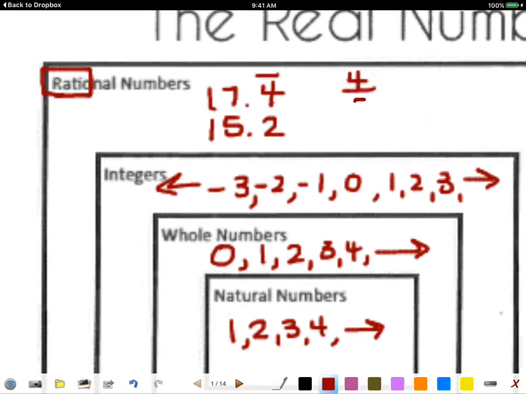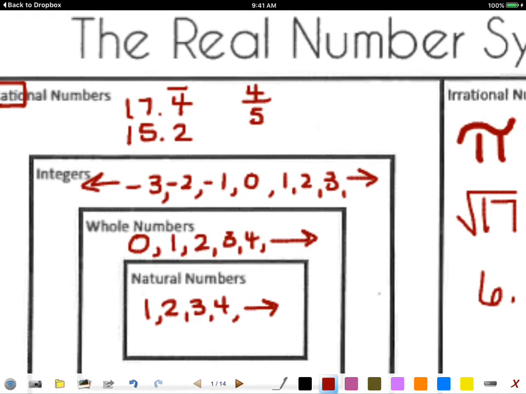So, for example, 4/5 would be a rational number. If you want to understand it in decimal terms, 4/5 as a decimal is 0.8, and that decimal ends, right? Okay? All right. You could also have, like, let's say you had 6.138, and it all repeated. If it's repeating or it ends, it's rational.